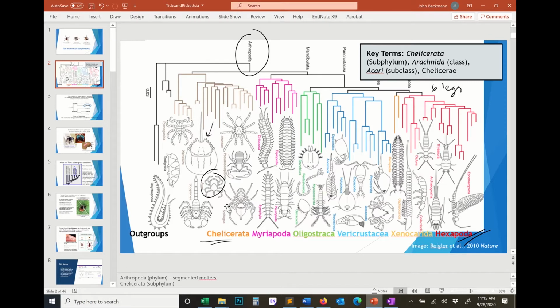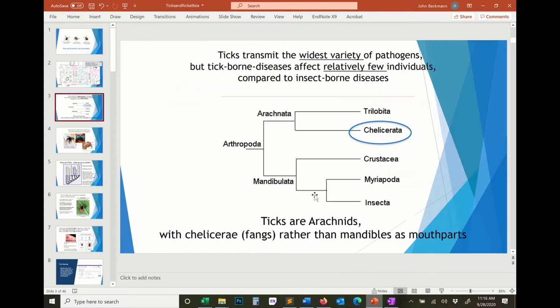So a little bit more about that. Within chelicerates, they're separated by their mouth parts, and we'll move on to that. But then also they have 8 legs. So arachnids have 8 legs, and ticks have 8 legs. So they're considered within arachnids. And then the subclass is Acari, which is mites and ticks. So let's see, what else is unique from this slide?